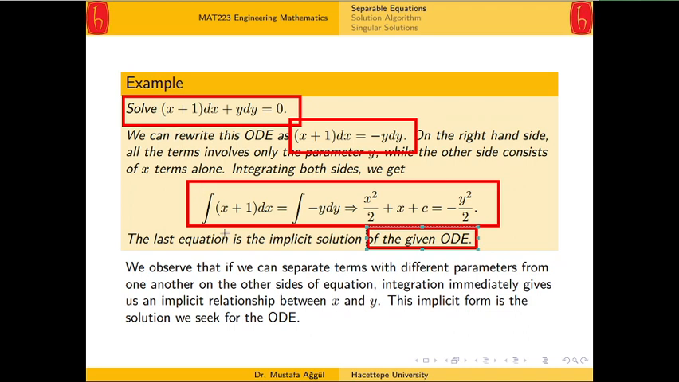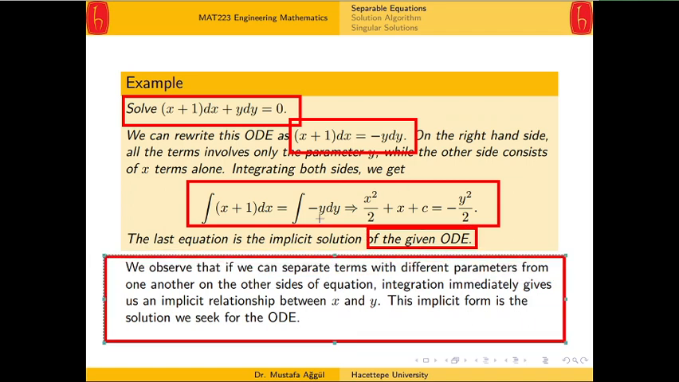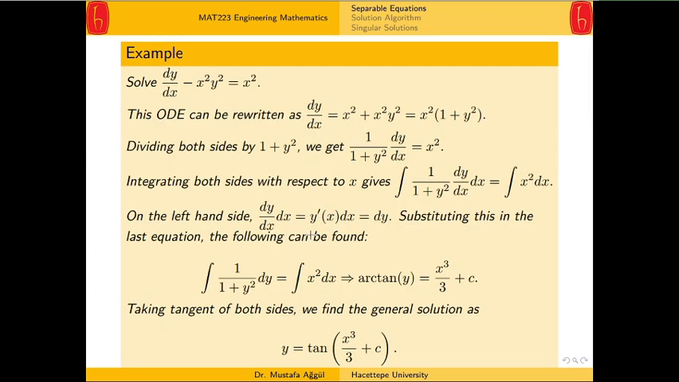Okay, so we observe that if we can separate terms with different variables from one another on each side of the equation, integration immediately gives us an implicit relationship between x and y. This implicit form is the solution we seek for the ODE. This is what's really happening here. Now we will see this process in another example.